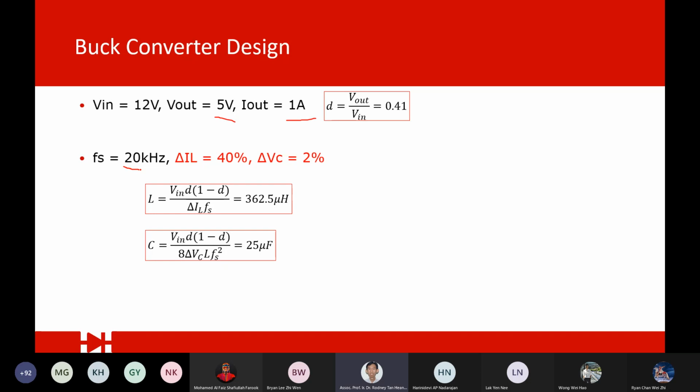So your delta IL, the ripple, can usually go up to as high as 40%. And your delta VC is 2%. This one has to be very low, less than 10%, because otherwise your DC will become very fluctuating. So let's say I already worked it out. You will get these two values. Of course, if I change the spec, these will change accordingly.